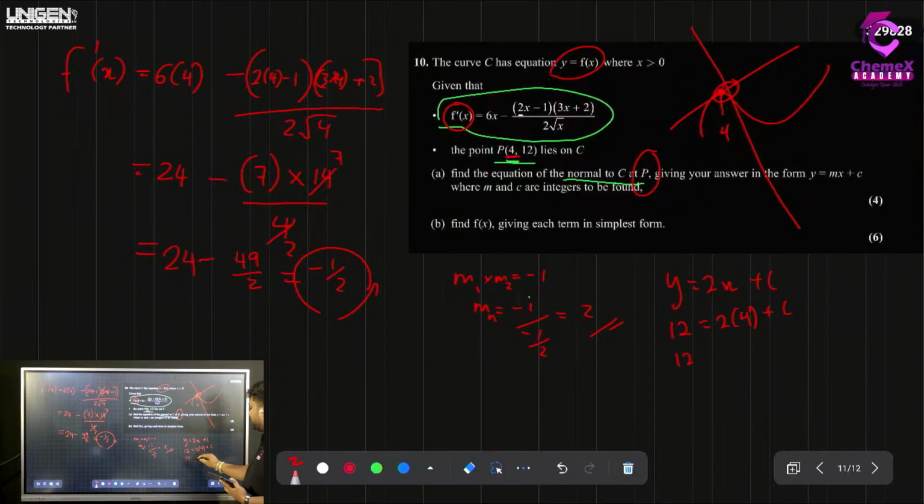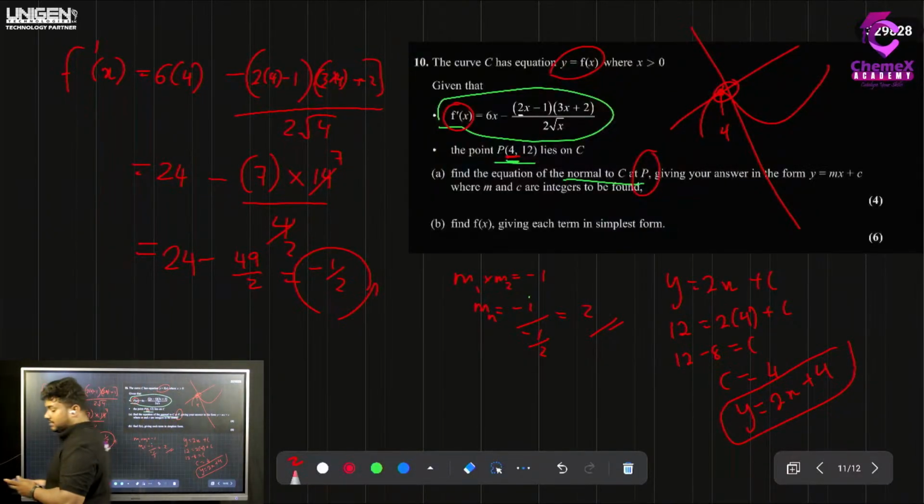So 12 minus 8 equals c. c equals what? 12 minus 8 is how much? 4. So y is equal to 2x plus 4 is the normal equation. Any questions?